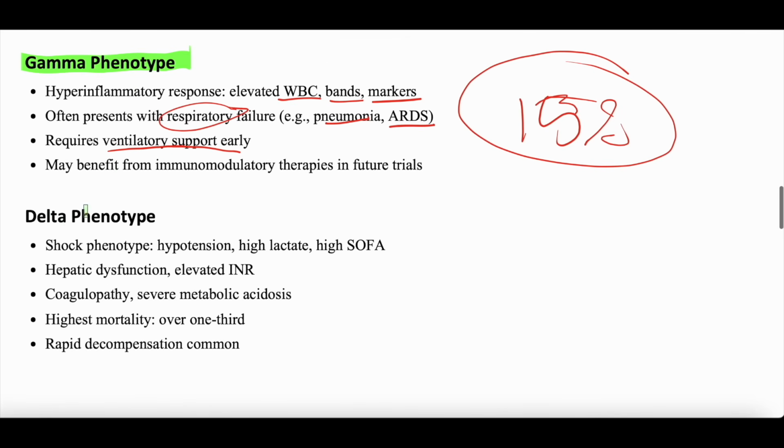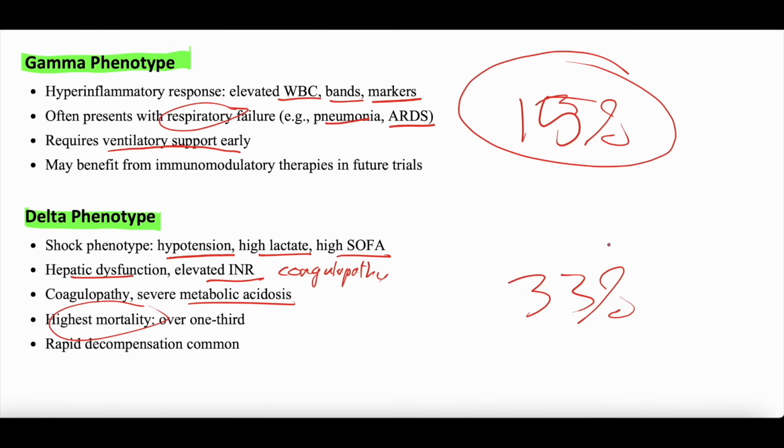Then the delta phenotype, again, this was the highest mortality phenotype. These were the patients in shock. They had hypotension, high lactates, high SOFA scores. They had liver dysfunction, high INRs, which is that kind of coagulopathy. They had an acidosis, metabolic acidosis, and they were the highest mortality, right? Their mortality was around 33%. Rapid decompensation was common. These were the sickest of the sick.